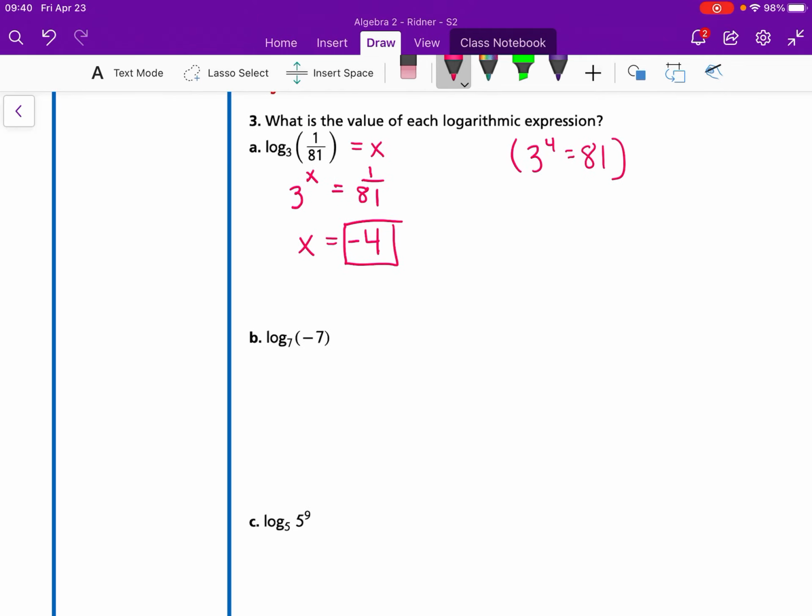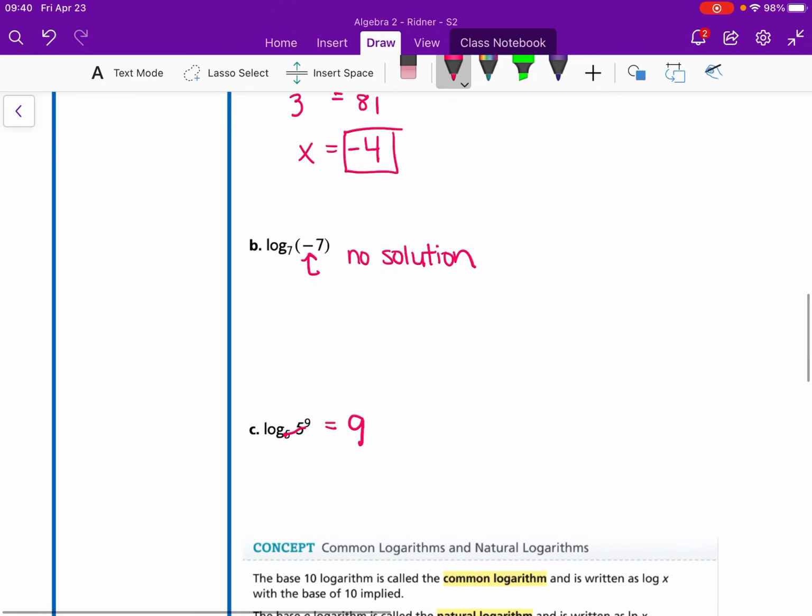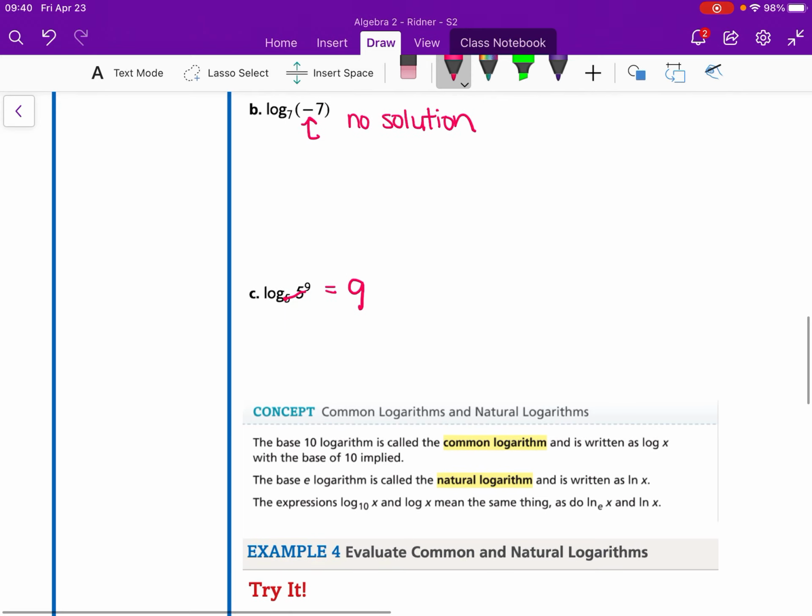Now, part B says a negative number. Well, a logarithm can never be negative. So if you remember that, then you will remember that this will be no solution. However, if you don't remember that, just type it in your calculator. Life will go on. It is fine. Okay. And the last one, there's also this trick that says these cancel out, and my answer is 9. But again, if you don't remember that rule, it'll be okay. You are just going to type it in your calculator and see what you get.